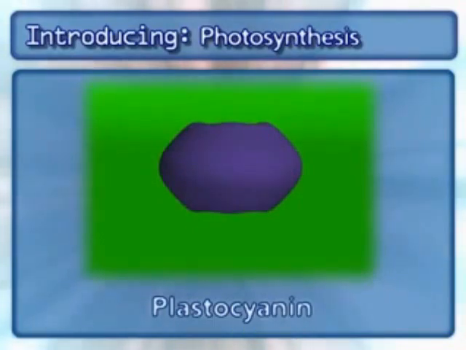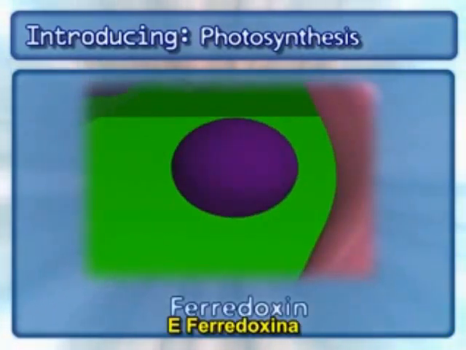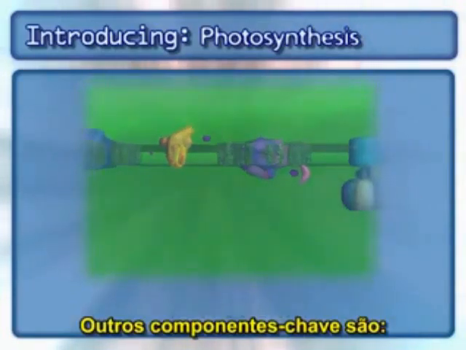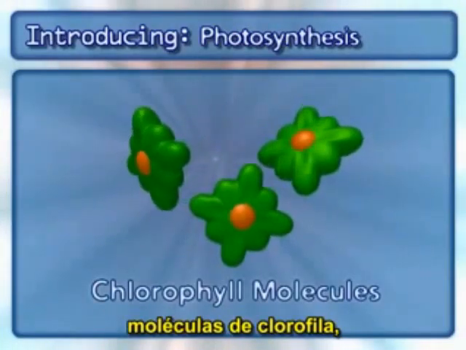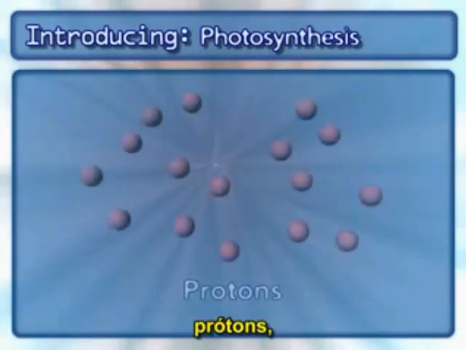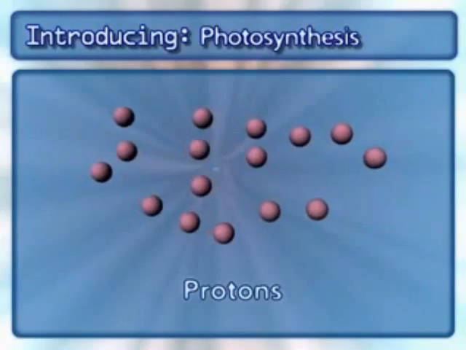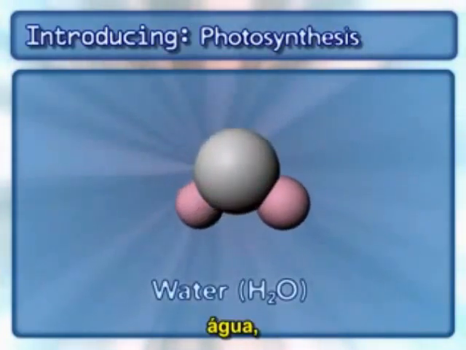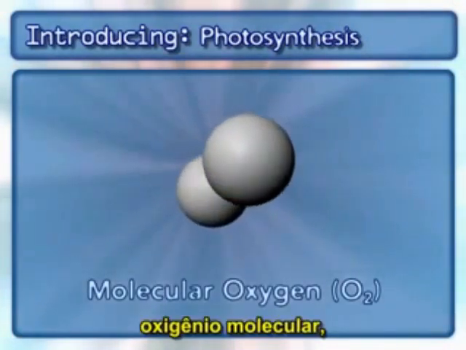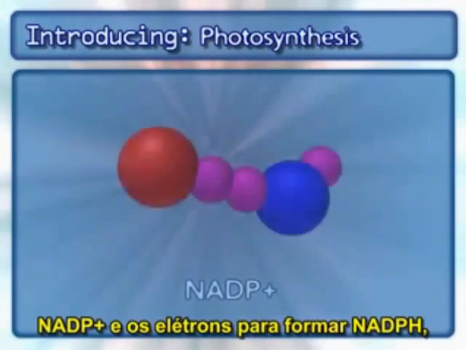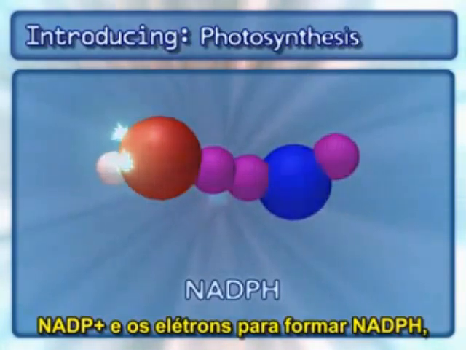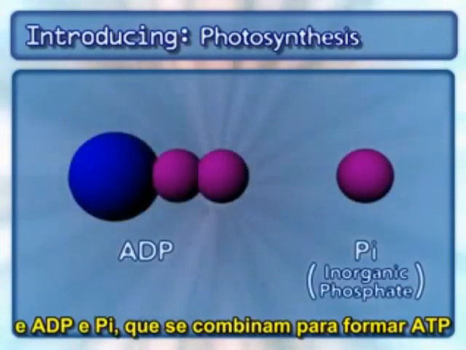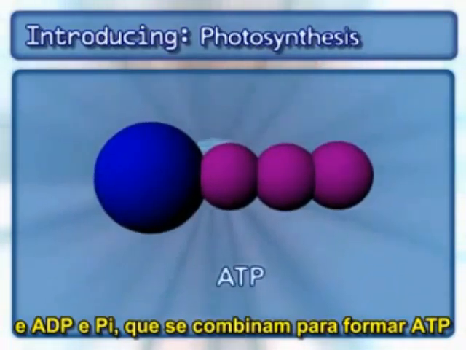plastocyanin, and ferredoxin. Other key components include photons, chlorophyll molecules, protons, water, molecular oxygen, NADP and the electrons to form NADPH, and ADP and Pi, which combine to form ATP.